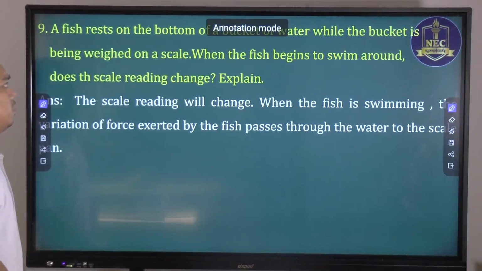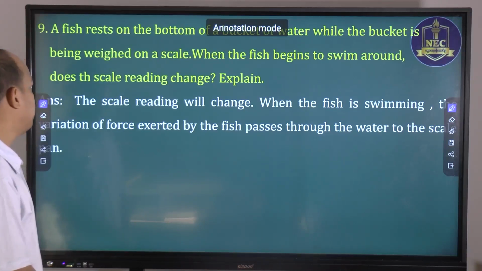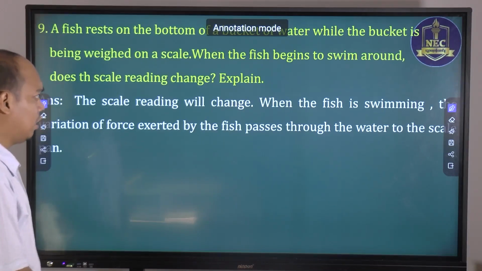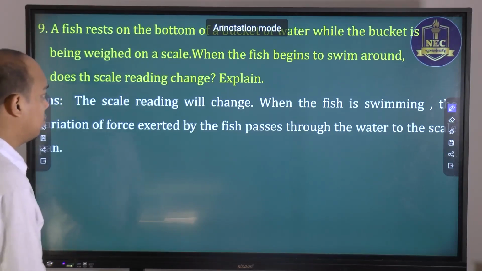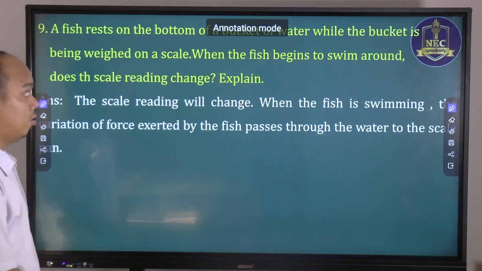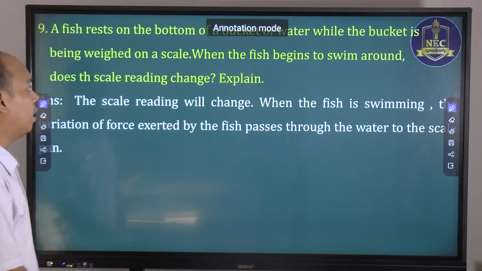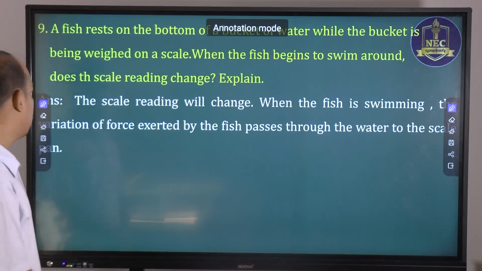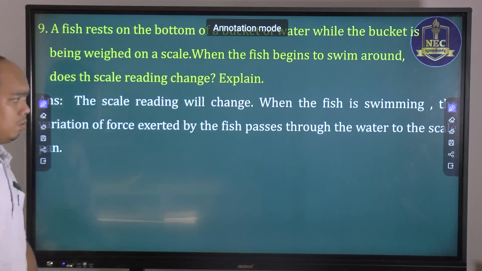A fish rests on the bottom of the bucket of water while the bucket is being weighed on the scale. What will the scale reading be when the fish begins to swim? The vibration of the fish passes through the water to the scale.